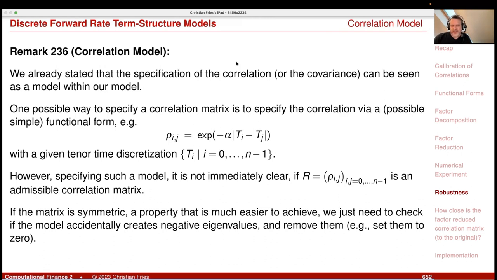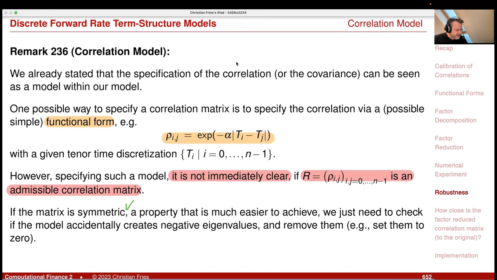I had a third question in the beginning, and this question was: is this a correlation model if we choose, for example, such a functional form? It may not immediately be clear if this specification, rho_ij = exp(-alpha |t_i - t_j|), is an admissible correlation matrix. Well, the matrix is symmetric. This can be easily checked. But do we know that this matrix only has eigenvalues larger or equal to zero?